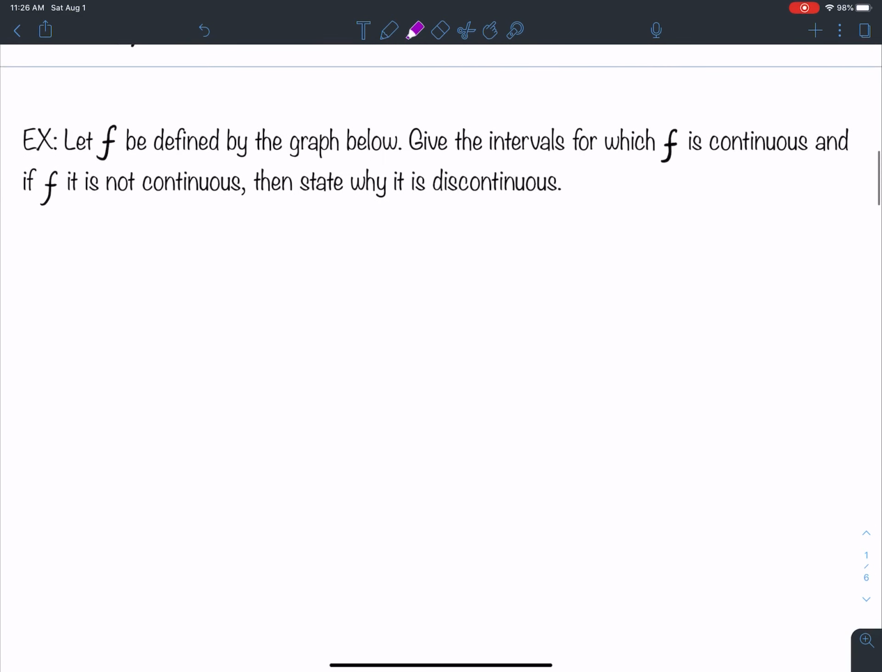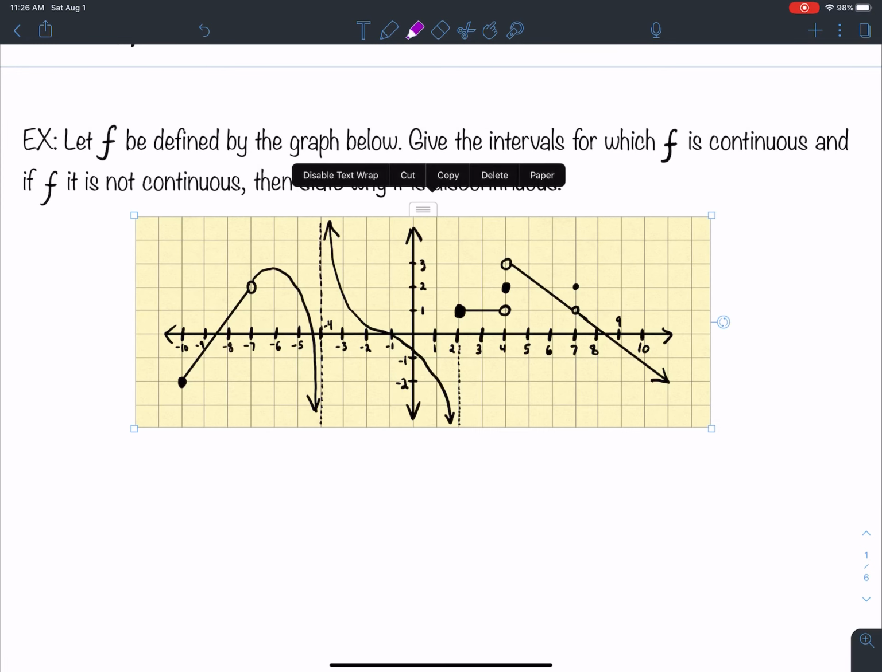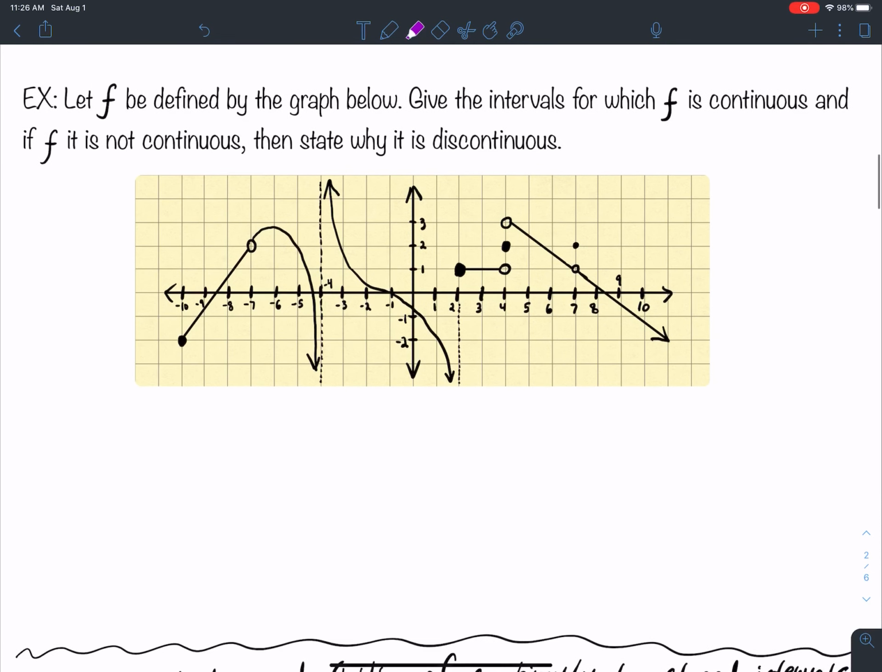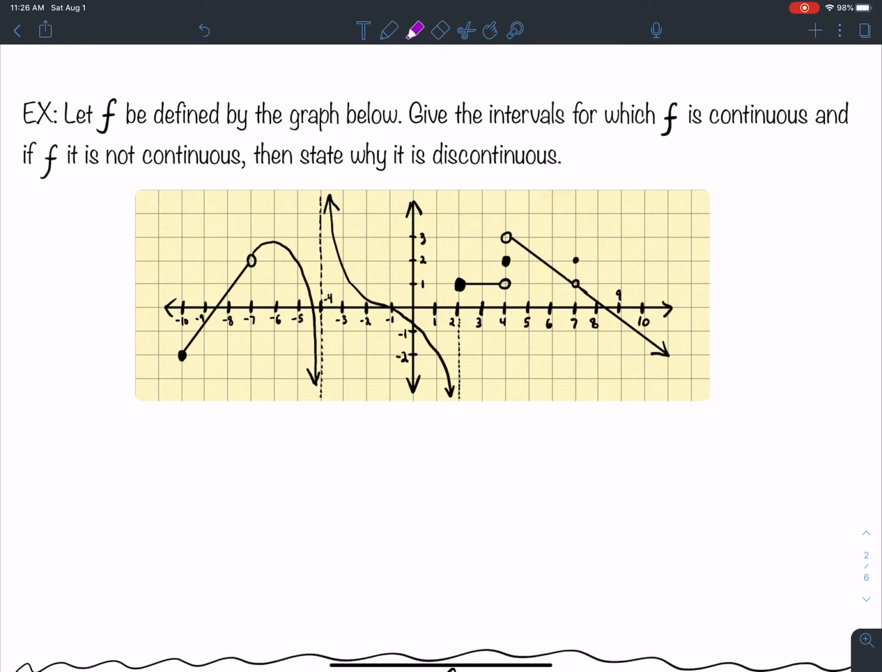So in this problem here, I'm going to let f be defined by the graph below. And so here's my graph below. And I'm going to give the intervals for which f is continuous. And if f is not continuous, then I'm going to state why it's discontinuous. So one thing I like to do, I like to just kind of draw with my pencil where I think it's continuous. And that's where I don't have to pick up my pencil, right? So from here to here, looks like to here, and then here, and then there, and then here, okay? And that arrow, it looks like it's going on forever and ever, right?